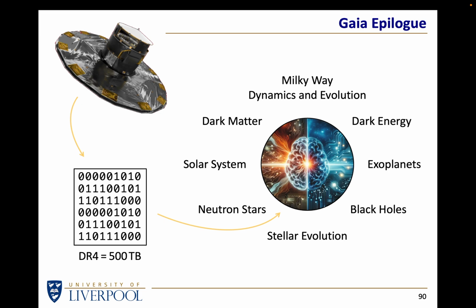Two words that have described Gaia in the past: obscurity and ubiquity. Obscurity because it's a lot less known to most people in the public compared to its brethren like the Hubble Space Telescope and the James Webb Space Telescope, which produce beautiful images. Gaia doesn't, and so it doesn't get the headlines, it doesn't get the publicity.